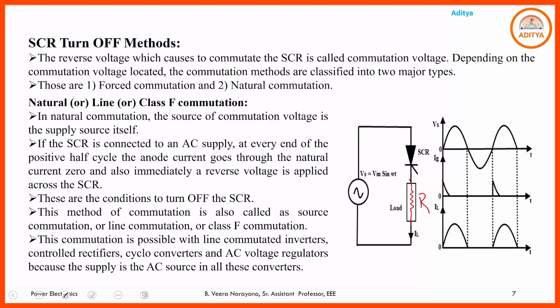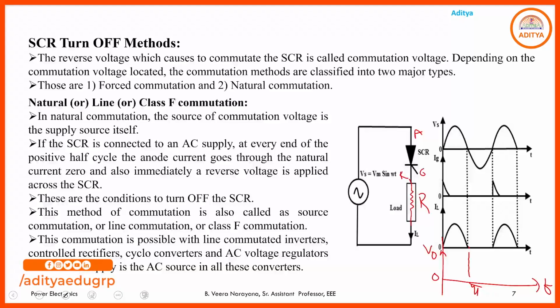If the load is taken as purely resistive, then for the voltage from 0 to pi, the thyristor or SCR will be in the on state. If the SCR is in the on state, the total source voltage is available across the load. Then the output voltage will be like this.